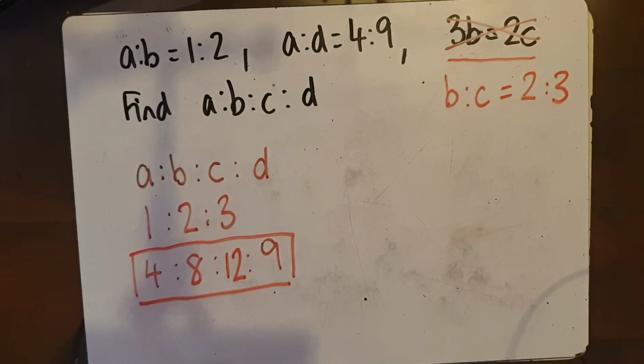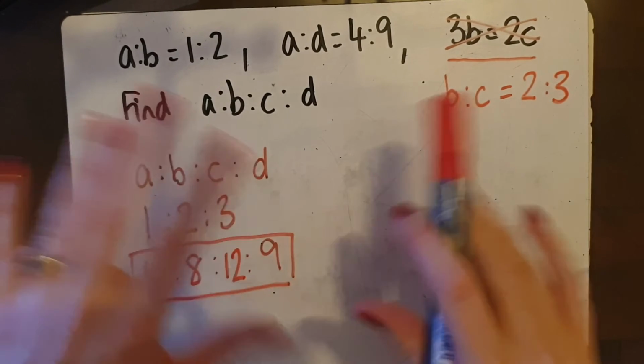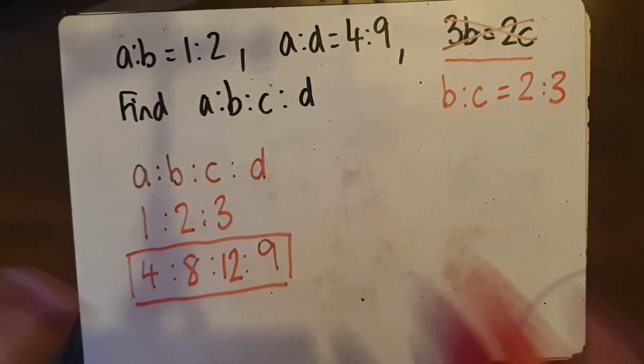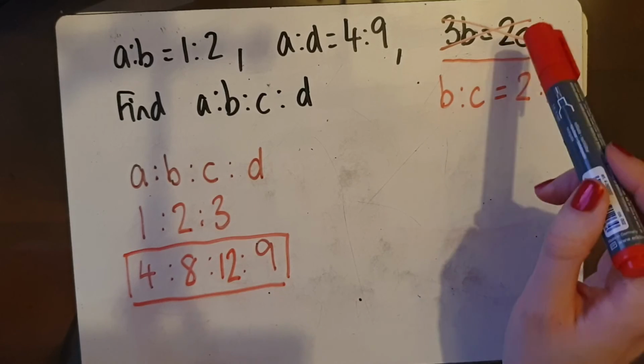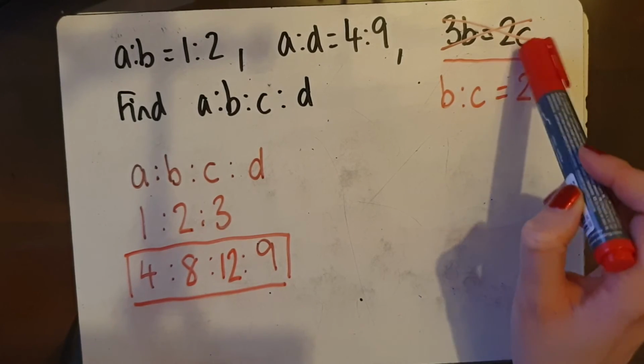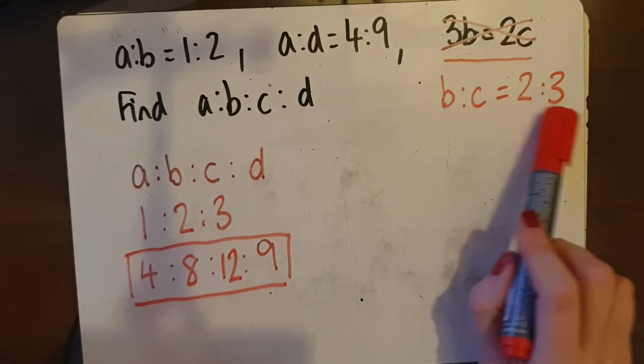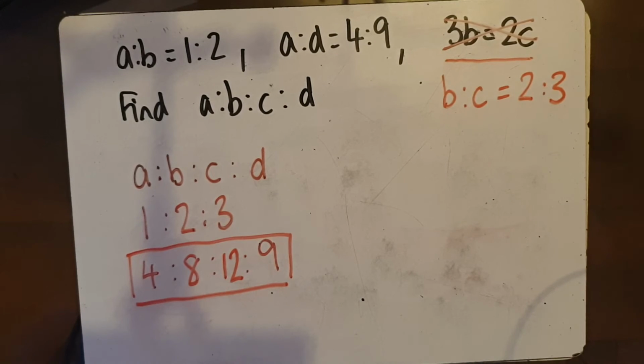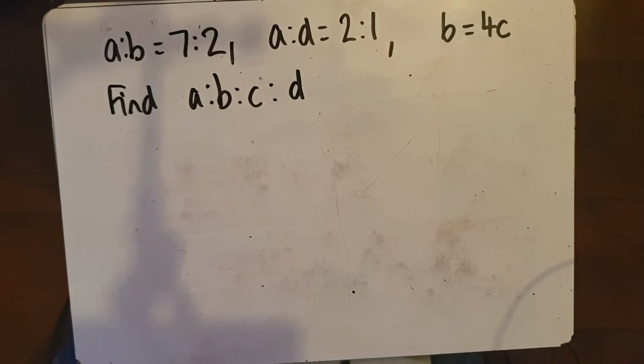Please leave a comment and tell me if I'm wrong, but I think that means your final answer is 4 to 8 to 12 to 9. I should know because I made the question up. So the thing about these questions is they're not actually very difficult. They are just ratio questions and you are perfectly fine at doing those. It's just the added confusion of an equation. So once you've sorted that and you know how to turn it into a ratio, it becomes a standard ratio question. I'm going to write out another example like this one, but I want you to pause the video and have a go at it.